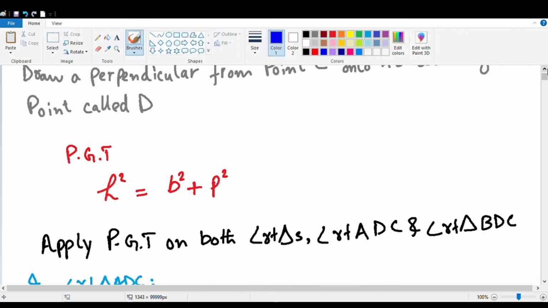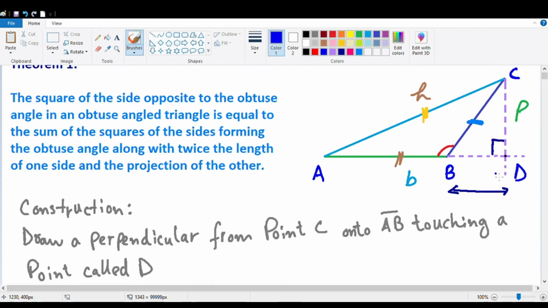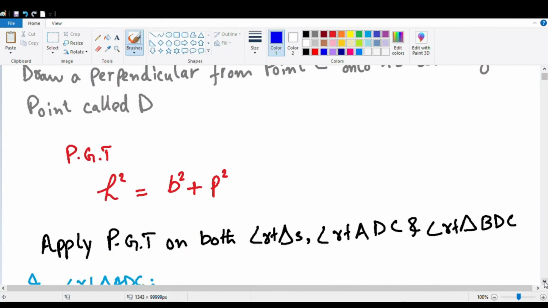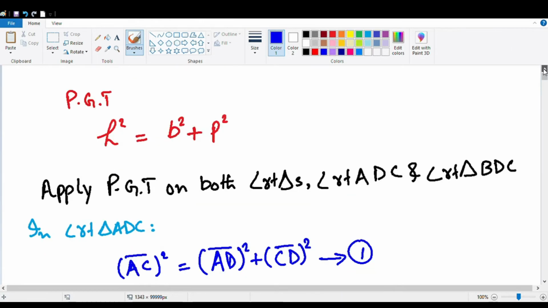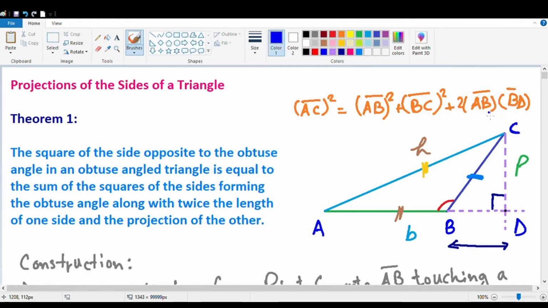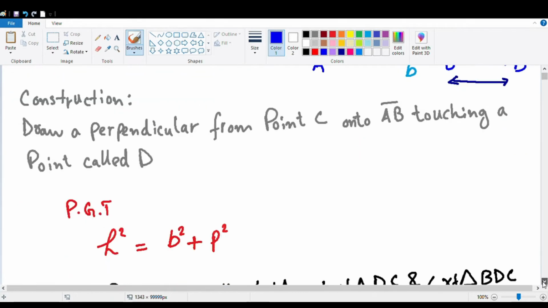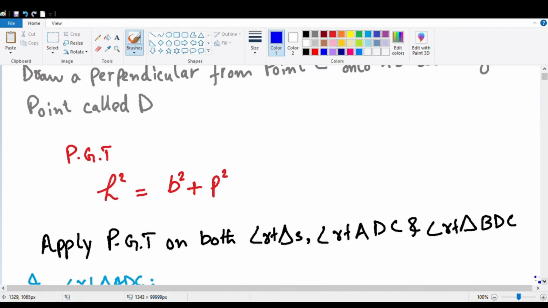Now I want you guys to come back here and look at it. Go back to this equation. You can see we have AC square in this equation, right? And that's what we need. Go up to the theorem. What is our theorem that we're proving? We're proving that AC square is equal to something, something, something. So whichever equation has AC square, that's the one that we want to change something in, right? That's the one we want to be dealing with. So AC square is in equation 1. So let's change something in equation 1.